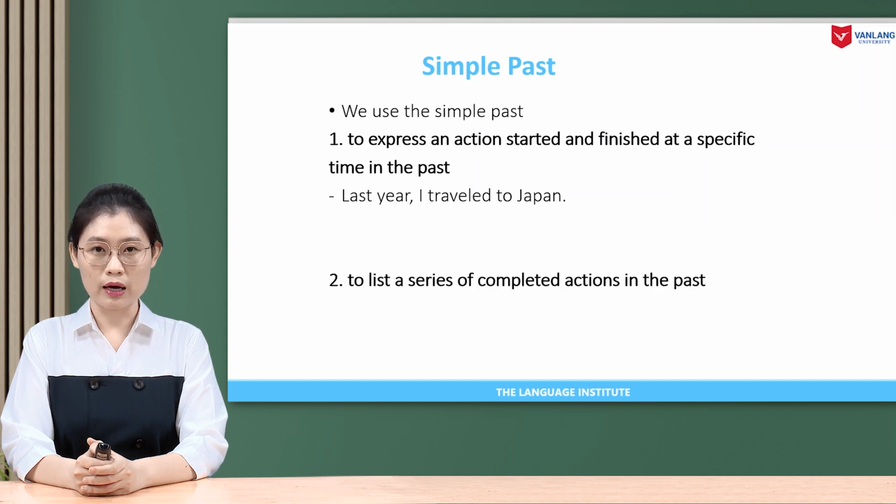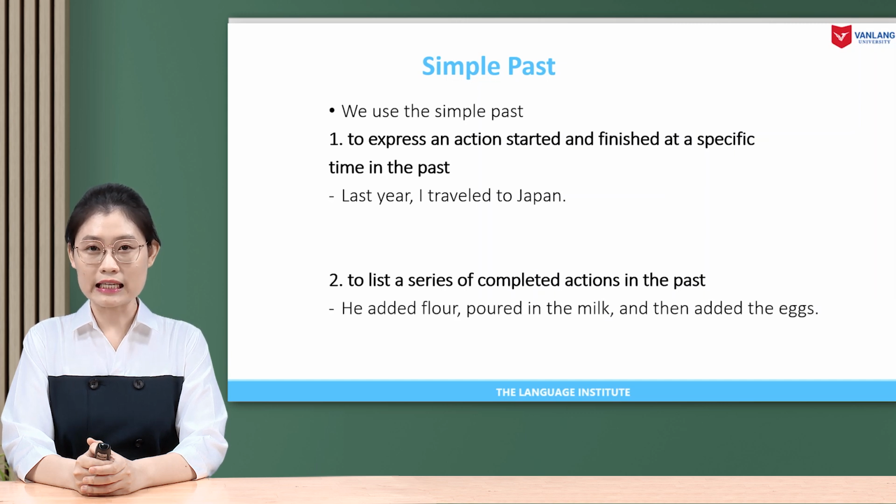The second use of simple past is to list a series of completed actions in the past. For example, he added flour, poured in the milk, and then added the eggs. First, he added the flour. Second, he poured in the milk, and then added the eggs. So this is a series of completed actions.